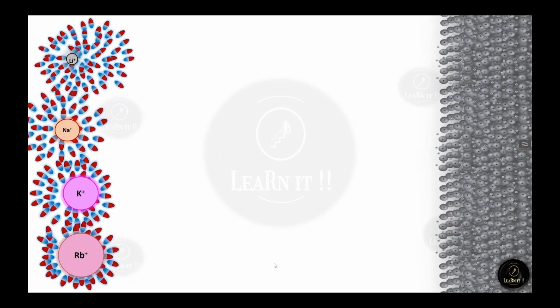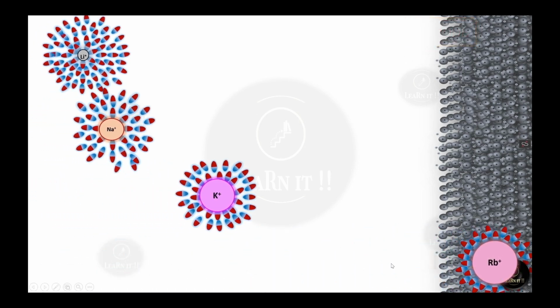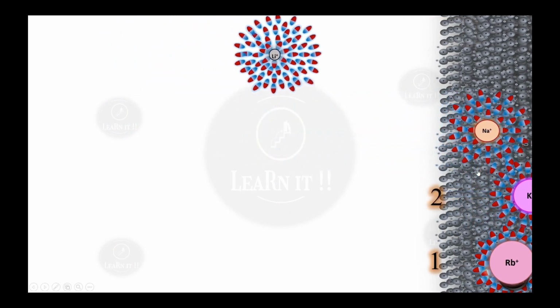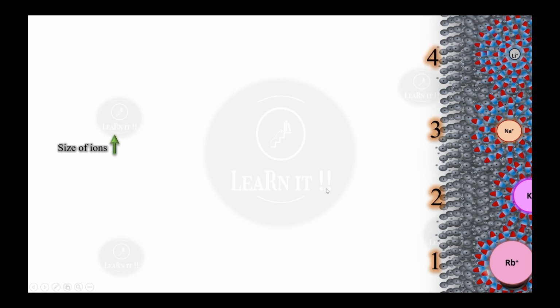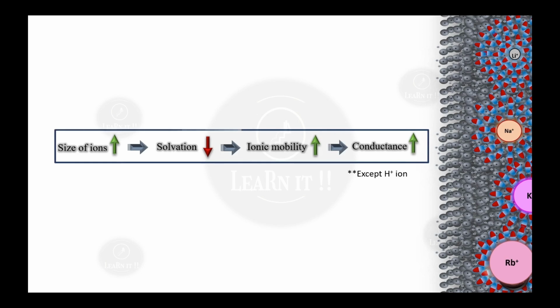When we put these hydrated ions in the electrolytic cell, as they are cations, they move towards the cathode. Because of the difference in the hydrated size of the ions, rubidium reaches the cathode faster than potassium, than sodium, than lithium. So as the size of the ions increases, the solvation decreases. So ionic mobility increases, conductance increases, except for the H plus ion.